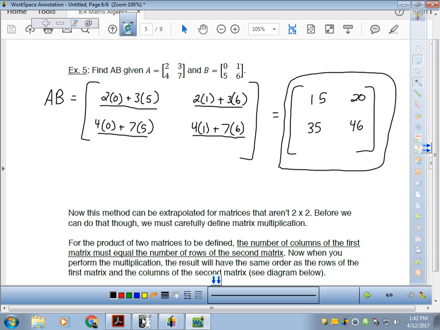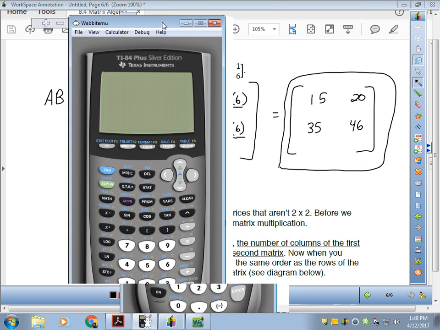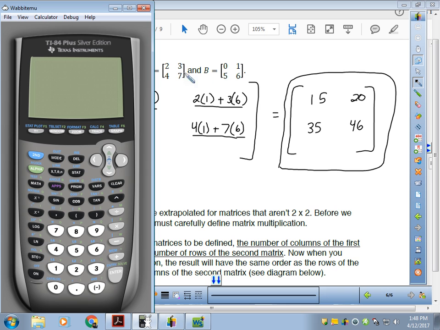Now you can check these with your calculator. It does take a lot of typing though. So to do this, I actually have to put both of these matrices in my calculator. So I have to go into my matrix menu. I have to go edit matrix A, make it a 2 by 2, and put in those numbers 2, 3, 4, 7, and then quit, and then go back to matrices, go over to edit and edit matrix B, and make it a 2 by 2, and put in the numbers 0, 1, 5, 6.